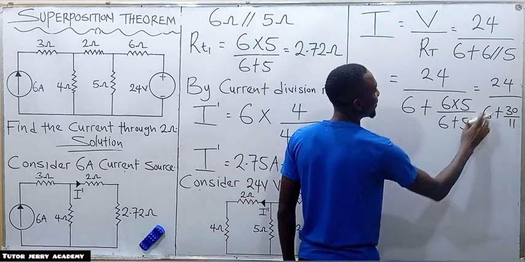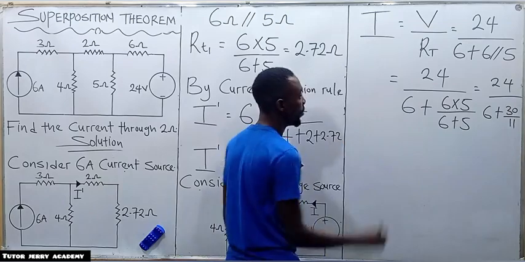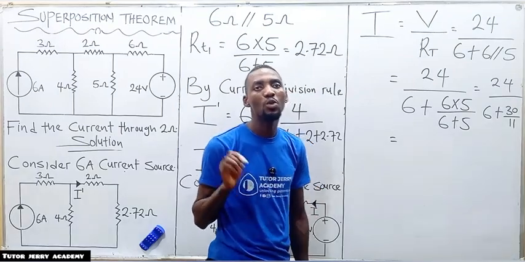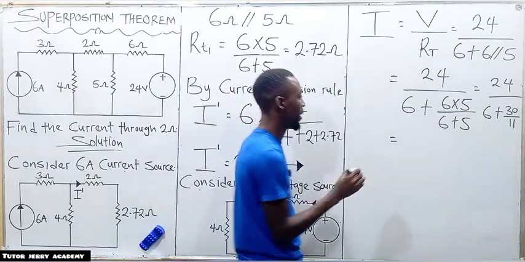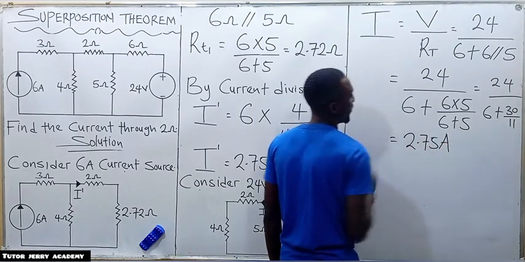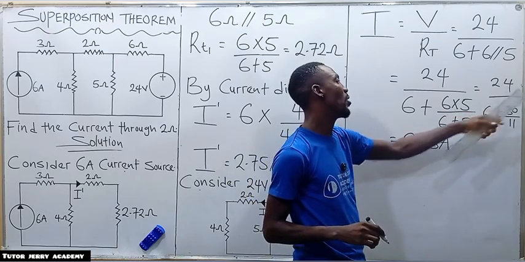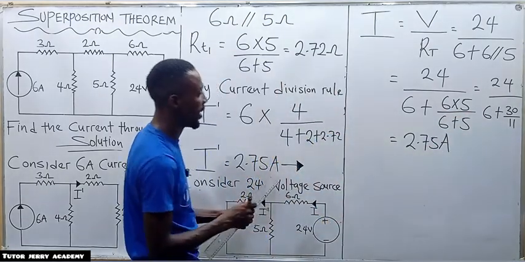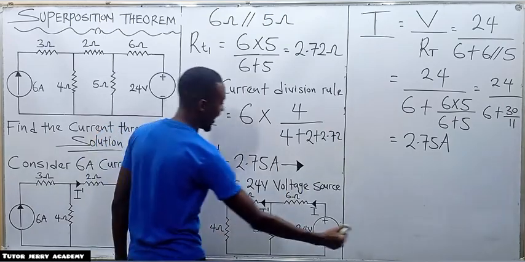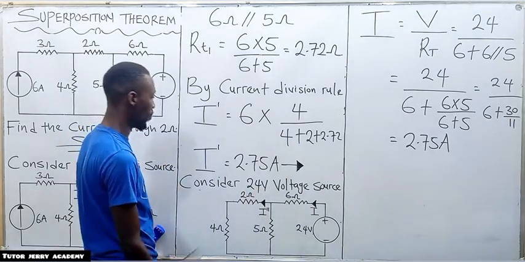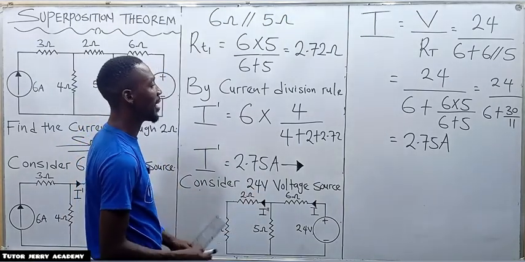So if you press this in your calculator, you are going to have your I. The value of your I is going to be 2.75 amperes. So if you just enter 24 over 6 plus 30 over 11, you get 2.75, and this is the current that is entering into the circuit, right? All right, so we can therefore find this I double prime.